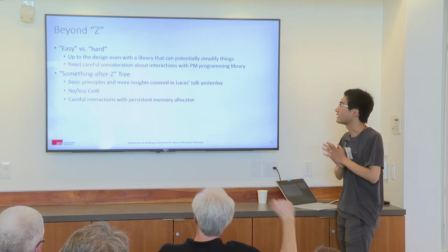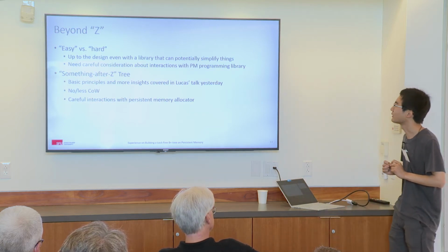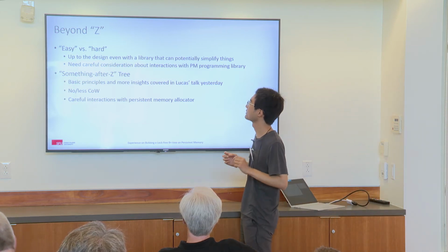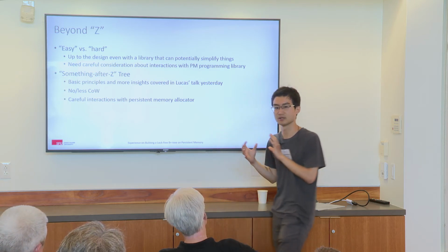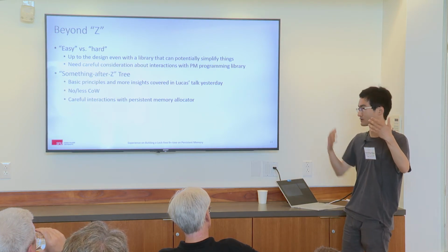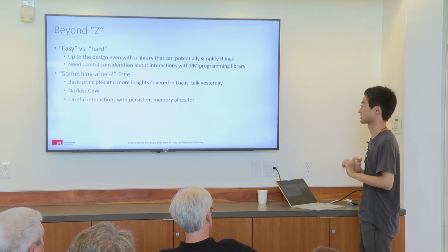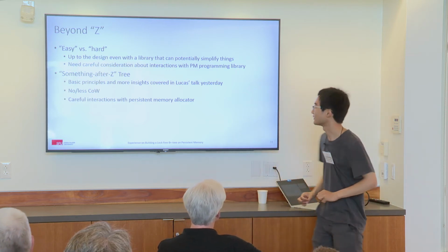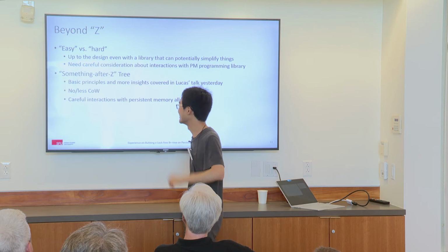Okay. So now, what's beyond this? If you think about it, whether it's easy or hard, it's really not about concurrency anymore at this point. It's more about the consideration of the interactions with the PM library and the data structure, right? So it actually impacts how you design the data structure. And like I said, it's the three pieces here: the allocator, the programming library, and also your data structure design. So for something after BzTree, which I don't know, I'm not a native speaker, so I don't know if there's another name here. If you know, let me know.